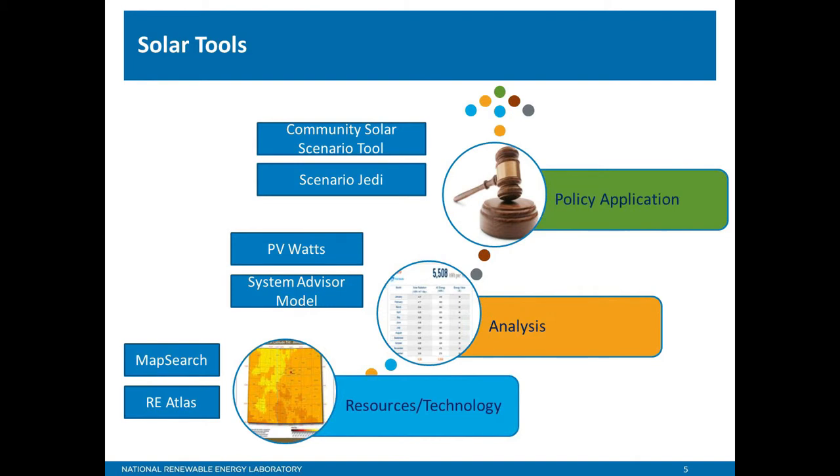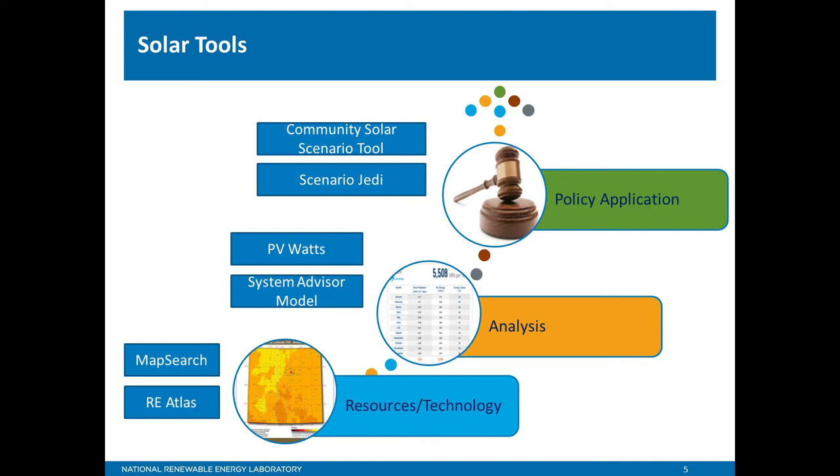So we're going to start at the basic, oh, pardon me, I'm on the wrong slide. Here you can see a glimpse of the tools we'll be discussing today and how they all play together. They run the gamut from basic resources all the way up to complex analysis and policy application. Going through them, starting in the lower left-hand corner, we have Map Search and RE Atlas, and they provide basic solar resource information by location. Map Search provides static maps that display resources, and RE Atlas also explores basic resource data, however, with the added bonus of having dynamic maps.